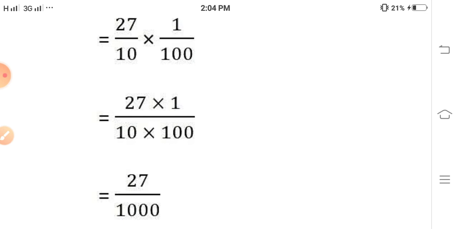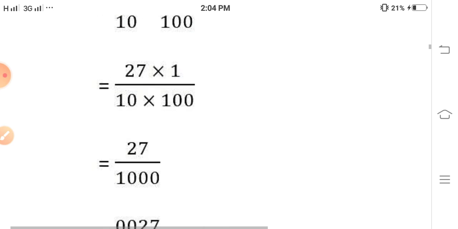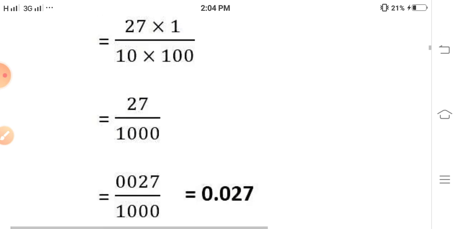So it means after the three zeros we will place the decimal point. But in the numerator there are only two digits, so we will add zeros in front of 27. So it is equal to 0.027.